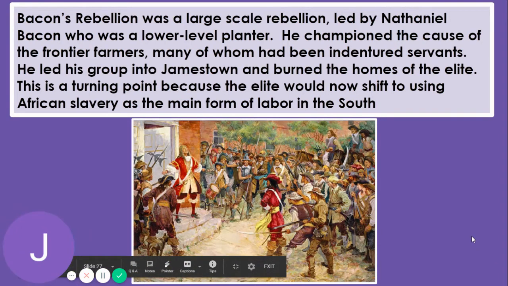So Bacon's Rebellion, you do need to know this one for sure. It was an indentured servant rebellion.